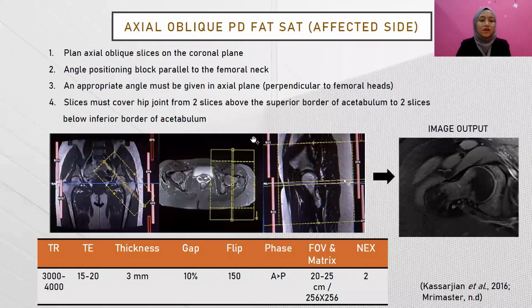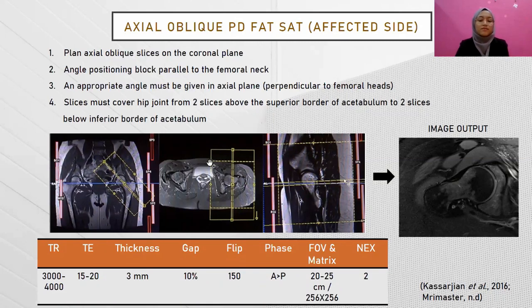Okay, plan the axial oblique slices on the coronal plane, angle the positioning block parallel to the femoral neck. An appropriate angle must be given in the axial plane so that it is perpendicular to the femoral heads, and slices must cover the hip joint from 2 slices above the superior border of the acetabulum and 2 slices below the inferior border of the acetabulum.